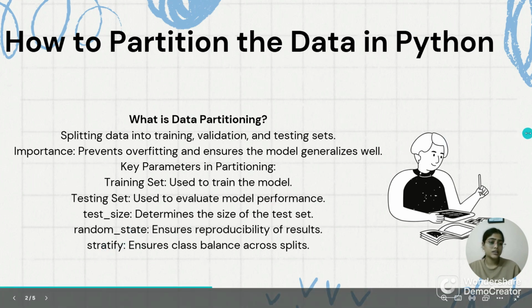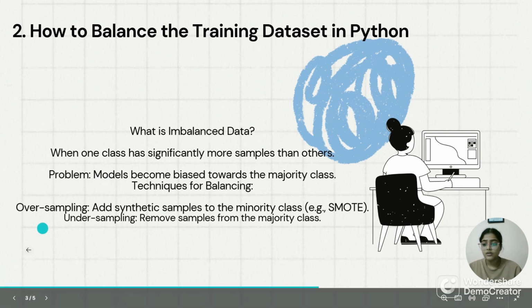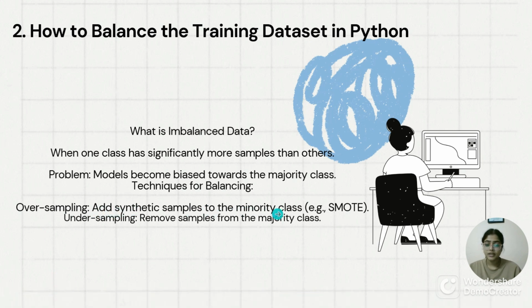Now move to another one: how to balance the training data set in Python. First, what is imbalanced data? When one class has significantly more samples than others. So what's the problem in that? Models become biased towards the majority class. Techniques for balancing: oversampling adds synthetic samples to the minority class, for example SMOTE. Undersampling removes samples from the majority class.